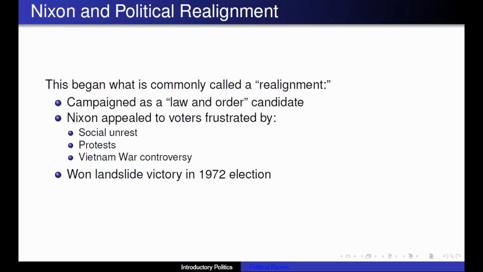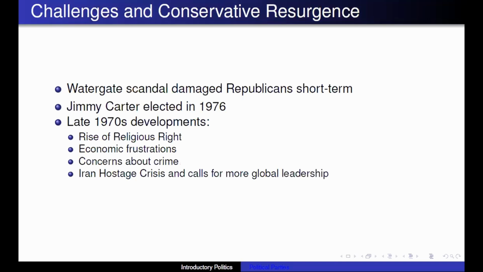Nixon would end up flipping most of the country electorally, where Republicans had had lots of losses for a while, leading to a landslide victory in 1972, where he beat the Democratic candidate with an electoral college vote of 520 to 17. However, Nixon's resignation after the Watergate scandal in 1974 proved damaging to Republicans in the short term, which ultimately led to Jimmy Carter winning the presidential election in 1976.